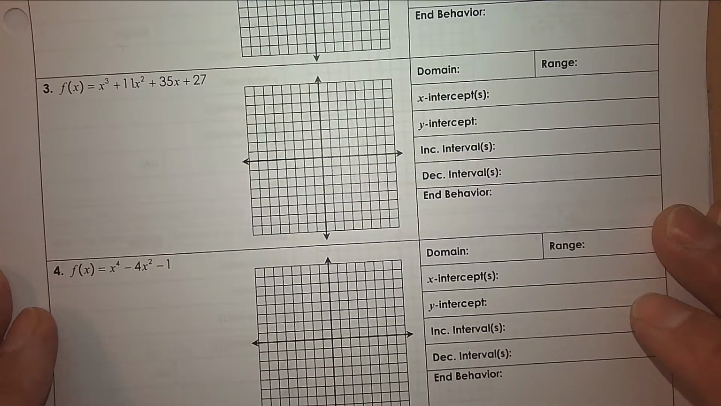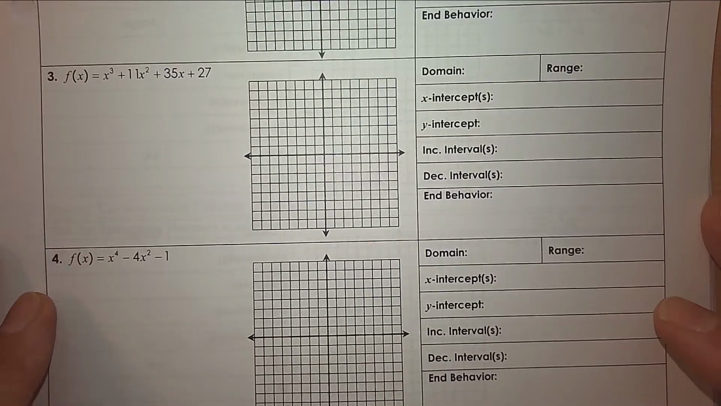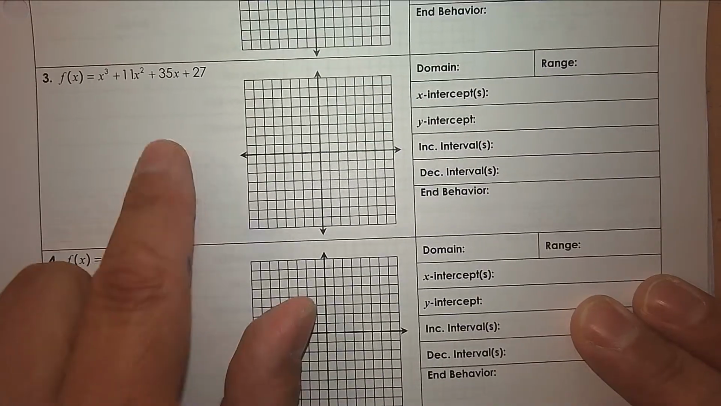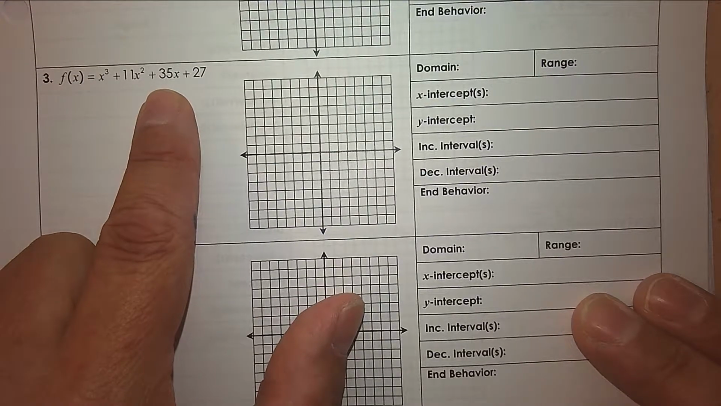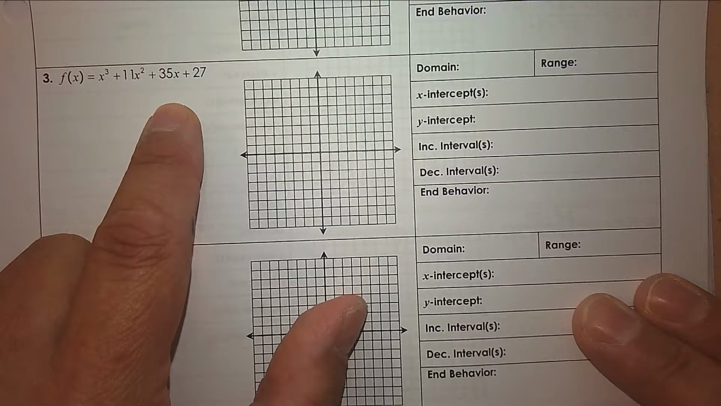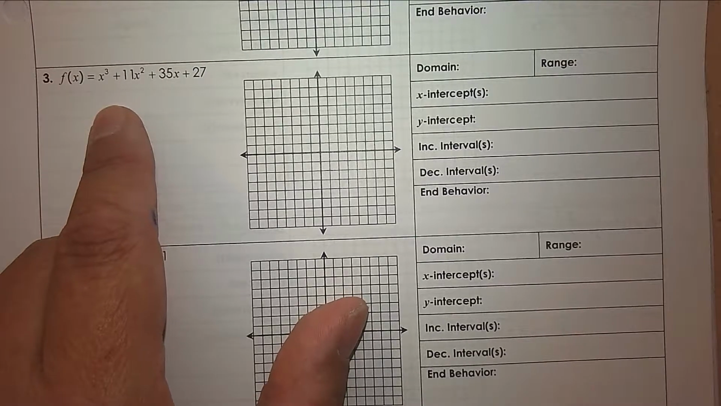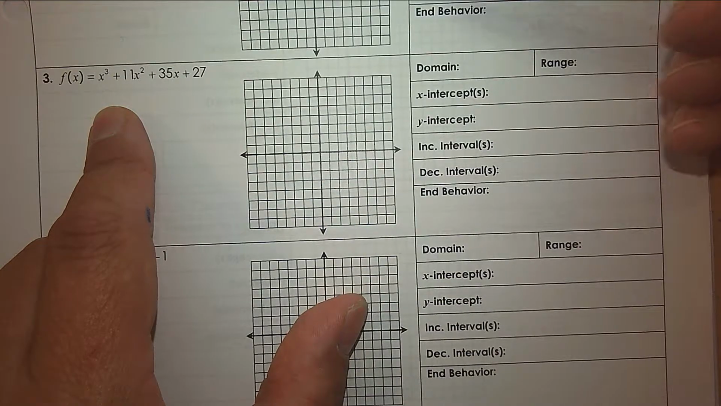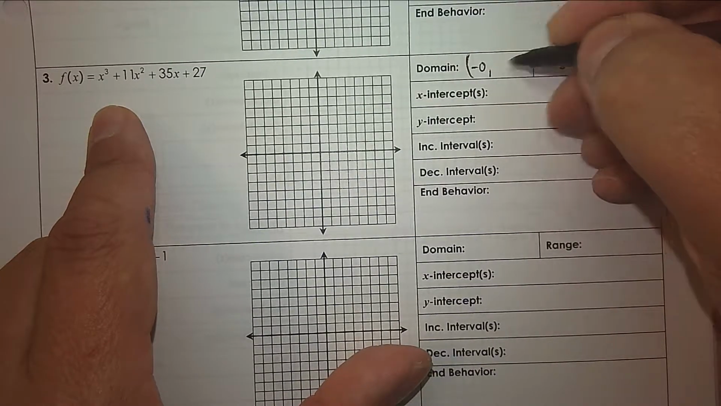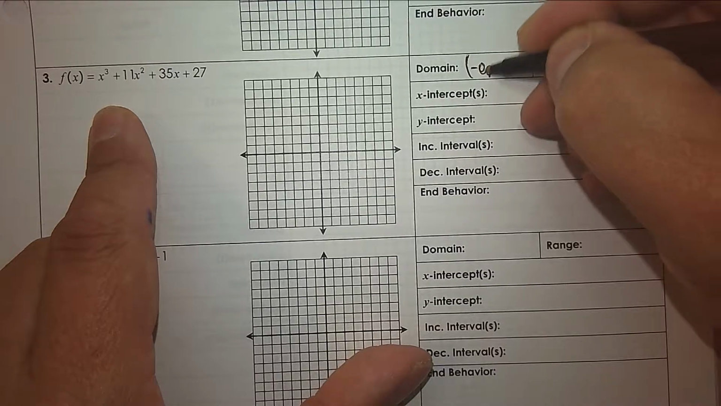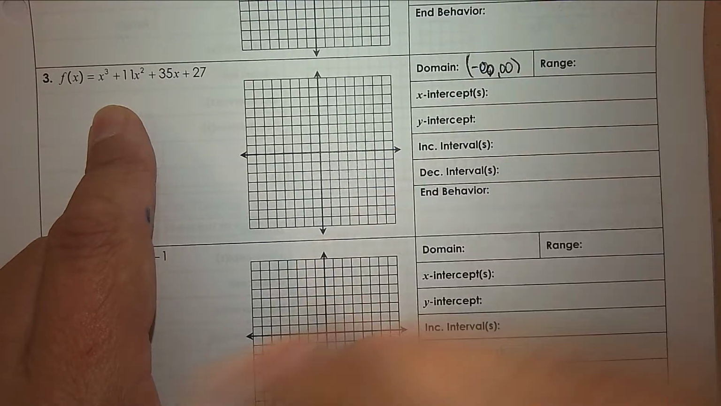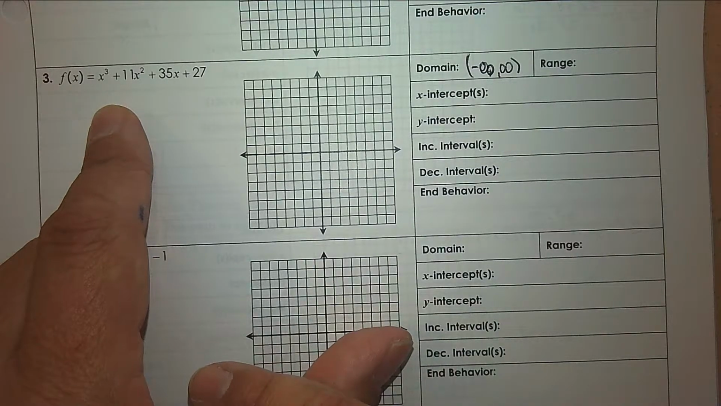So let's look here at this equation together, number 3. What type of equation is this? Hey, it's a polynomial. How do I know that? Because all the exponents are positive whole numbers. That means the domain is all real. So for every polynomial, it's all real numbers.